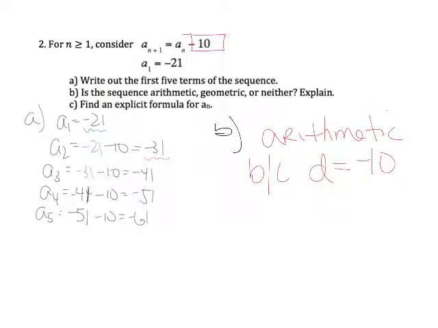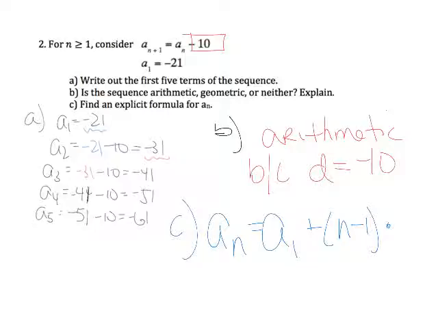Okay. And then the last one, part C, finding the explicit formula. Remember that I will give you the formulas, you just have to know how to use them. The explicit formula, A sub n, is going to be my first term plus my n minus 1 times the common difference. So the first term was negative 21 plus n minus 1 times my common difference of negative 10.